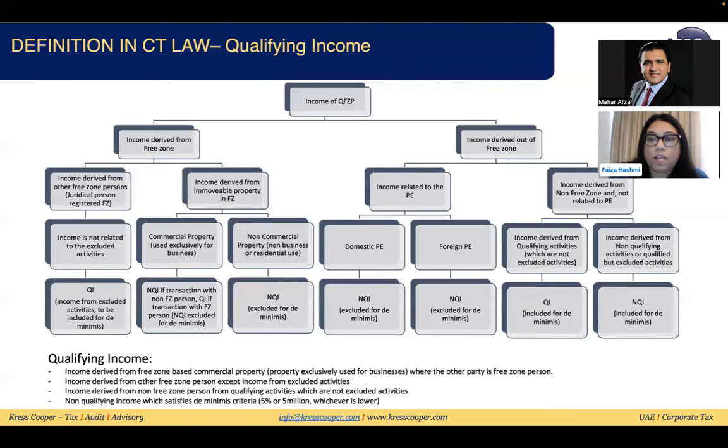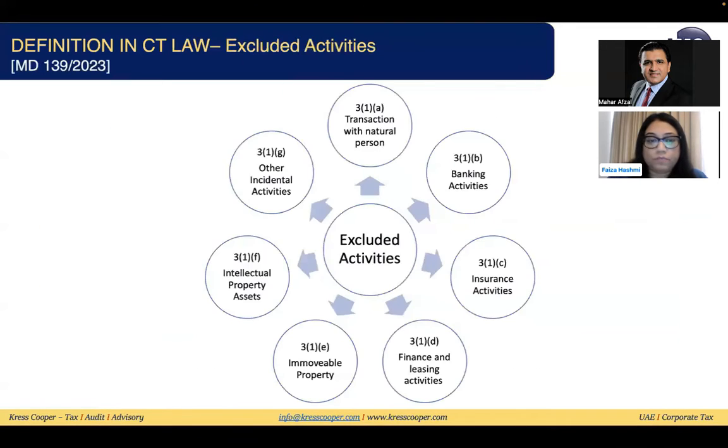For income derived from a non-free zone person, if it is derived from a qualifying activity which is not part of the excluded activities, then it is a qualifying income. And if it is part of the excluded activities, then it's a non-qualifying income.